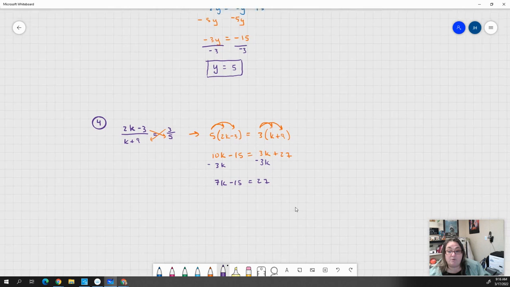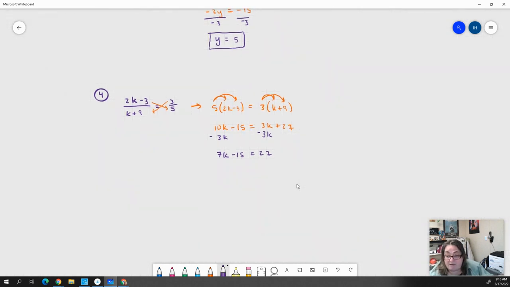And so we're going to start pulling everything off of this k value. So we're going to go plus 15, plus 15, and I will be left here with 7k equals 42. And then the only thing left being done to that k is the 7 being multiplied to it. So I'm going to go ahead and divide by 7, and I will get k equals 6 for my solution. And so that's really all there is to proportions.